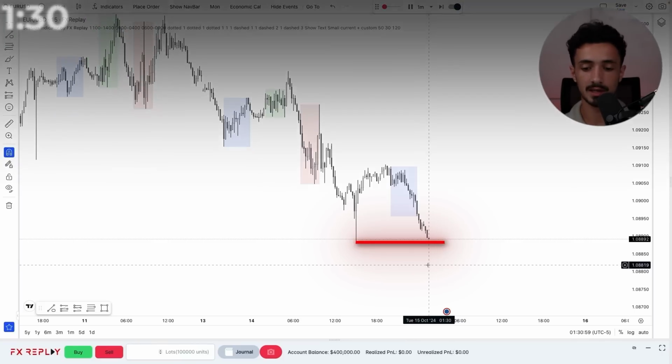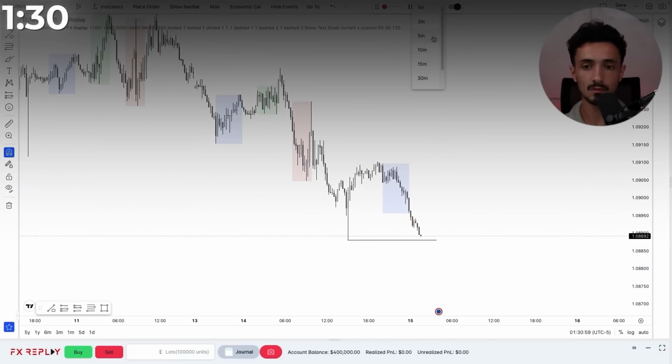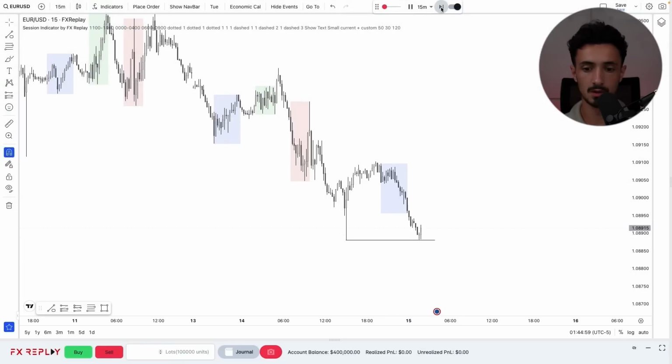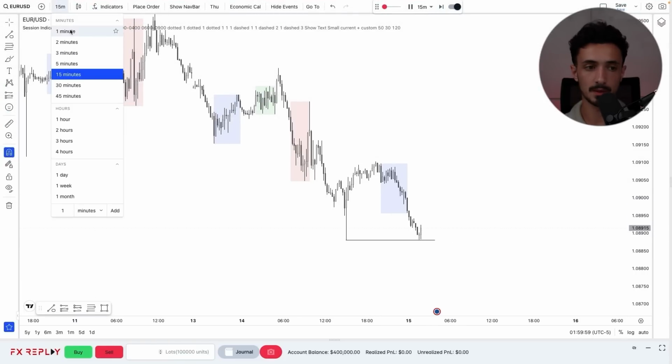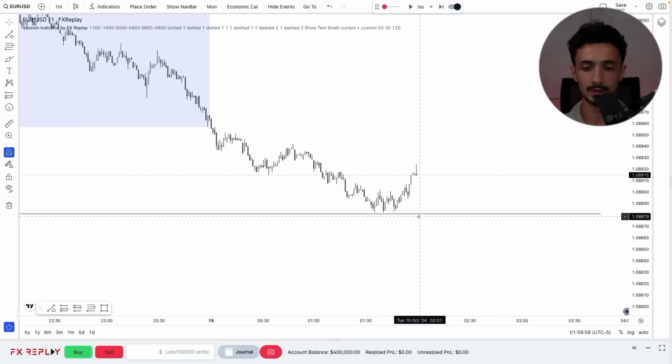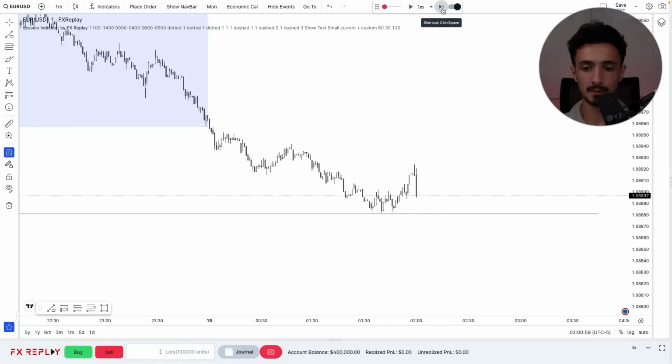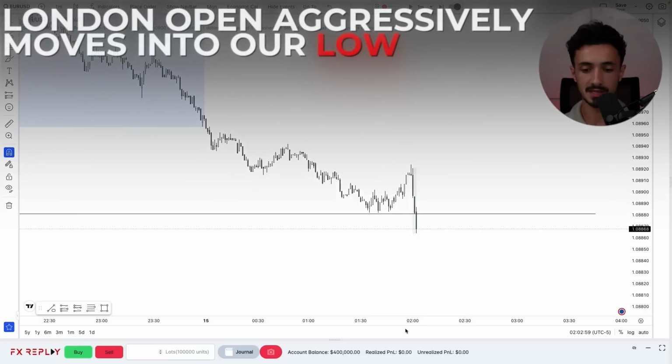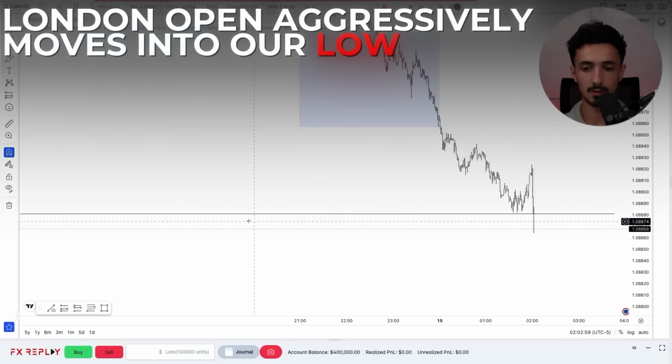So it currently is 1:30. We'll match the times. Cool. So there is 2 a.m. That is your London Open. So I'm going to drop down to the 1 minute time frame and pretty much just wait for a liquidation. So there's London Open, and London Open, as you can see, aggressively moves into our low.